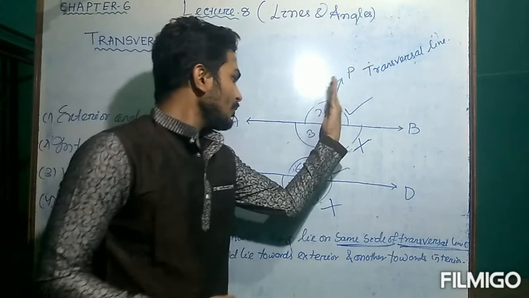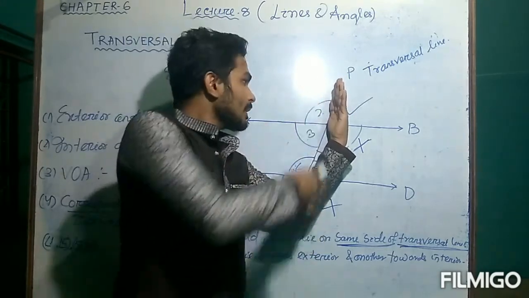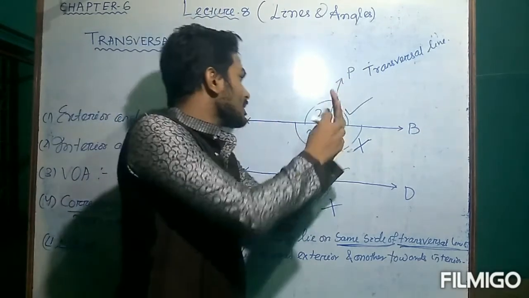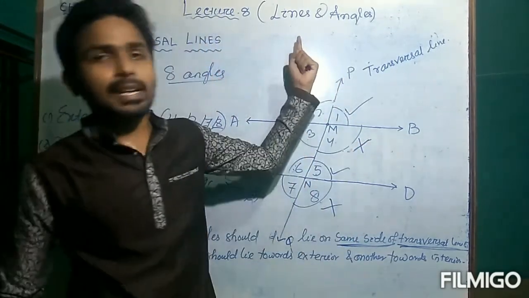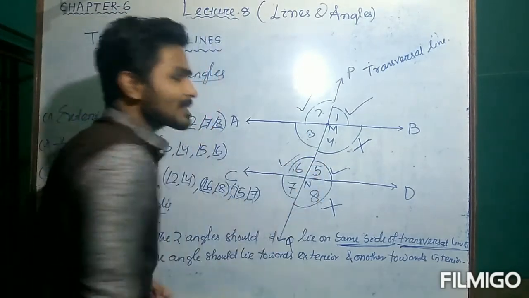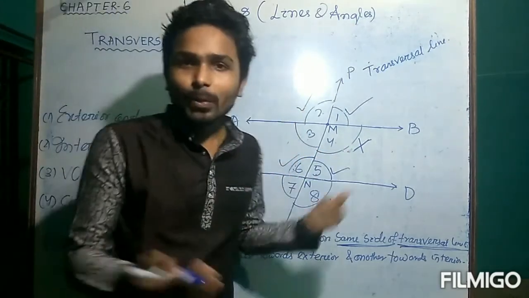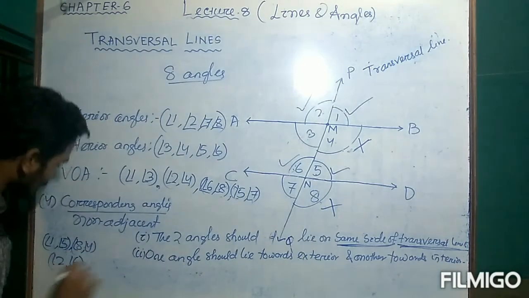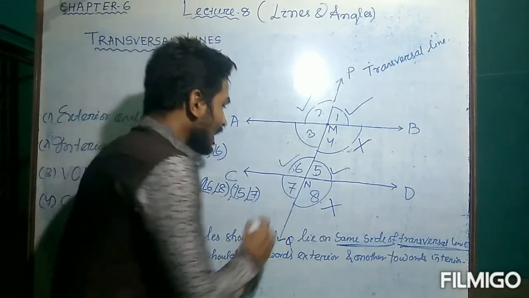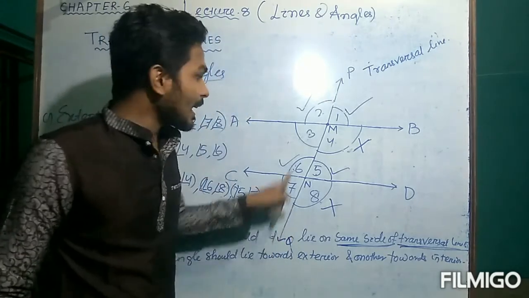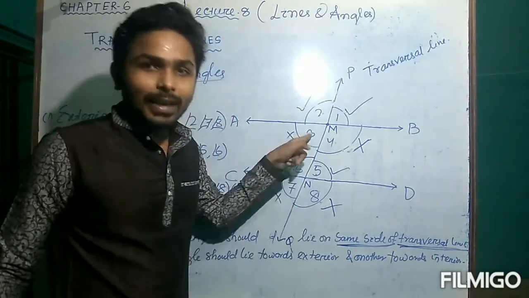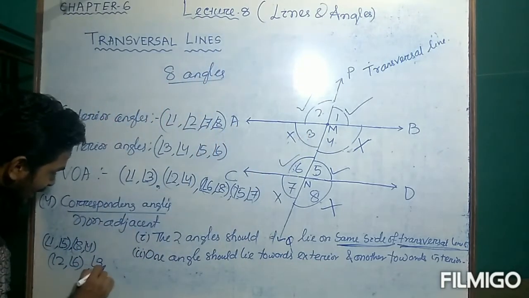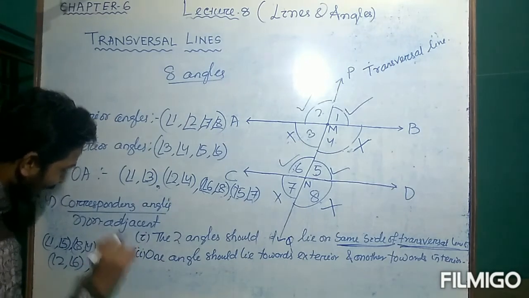Next, on this side we have four angles. Out of them, angle 2 lies towards the exterior and angle 6 lies towards the interior, so angle 2 and angle 6 are corresponding. Next, angle 7 lies towards the exterior and angle 3 lies towards the interior, so angle 3 and angle 7 are also corresponding angles.